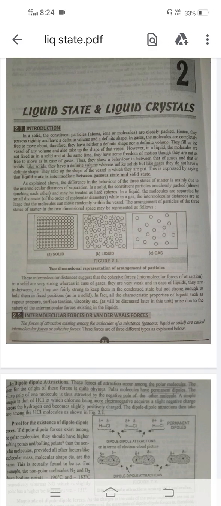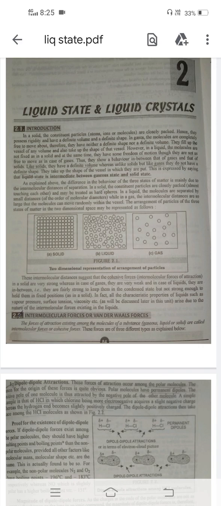As explained above, the differences in the behavior of the three states of matter are mainly due to the intermolecular distances of separation. In a solid, the constituent particles are closely packed, almost touching each other, and may be treated as hard spheres. In a liquid, the molecules are separated by small distances of the order of molecular diameters, while in gases, the intermolecular distances are so large that the molecules can move even randomly within the vessel. The arrangement of particles of the three states of matter in two-dimensional space may be represented as follows.